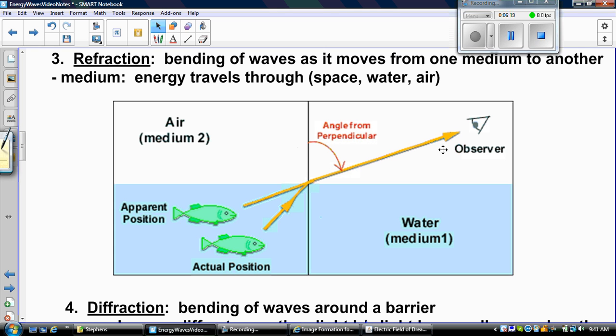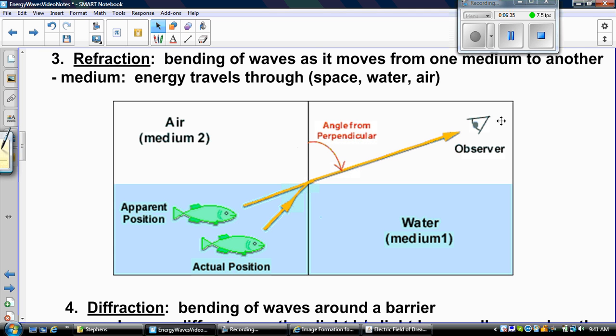So if you take a look at this light ray, as it's traveling through air, it travels at a different speed. When it hits water, the light ray bends because it travels slower through water. So it's going to go in a different direction.